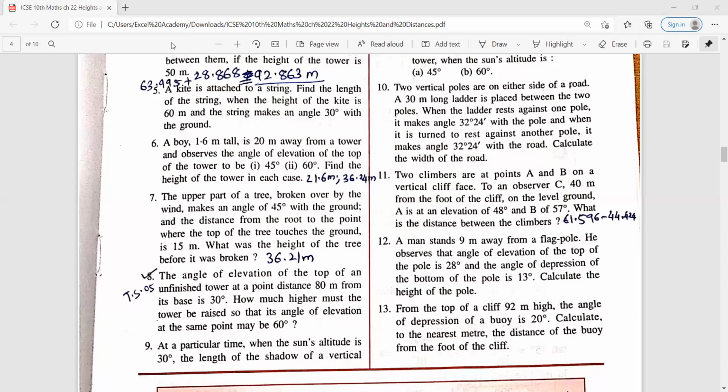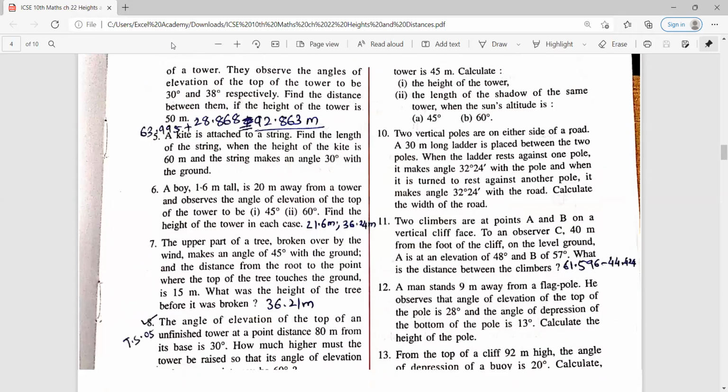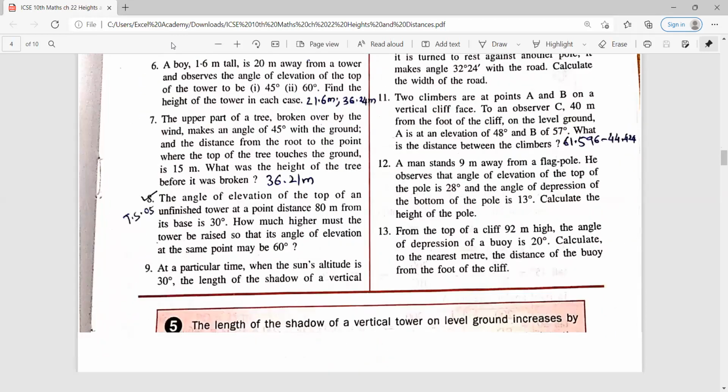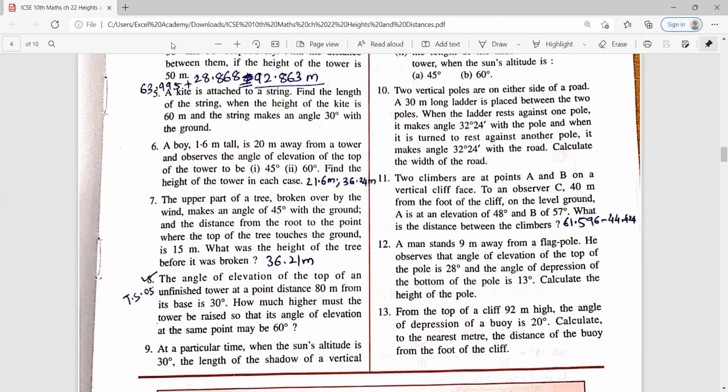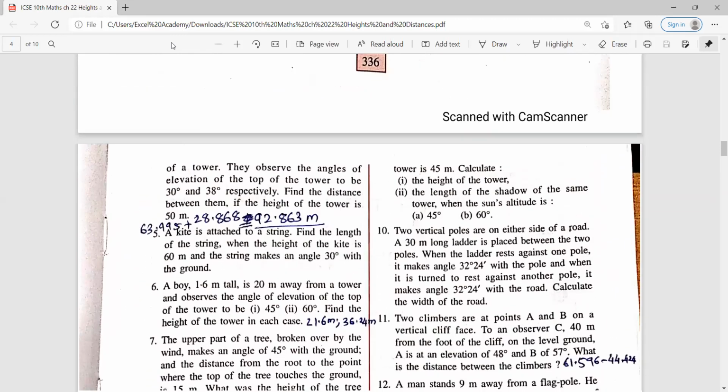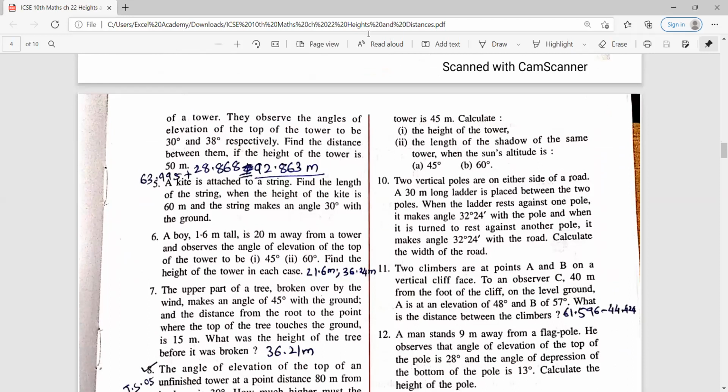Let's do the ninth one. At a particular time when the sun's altitude is 30 degrees, the angle of elevation basically, the length of the shadow of a vertical tower is 45 meters. Calculate the height of the tower.